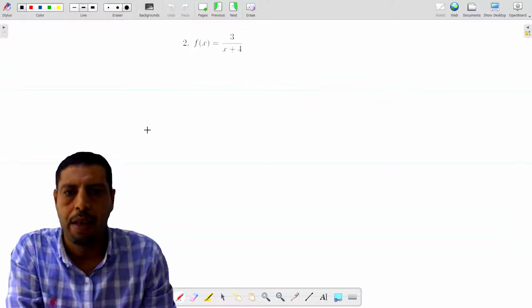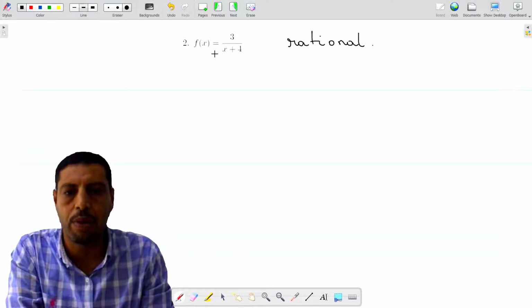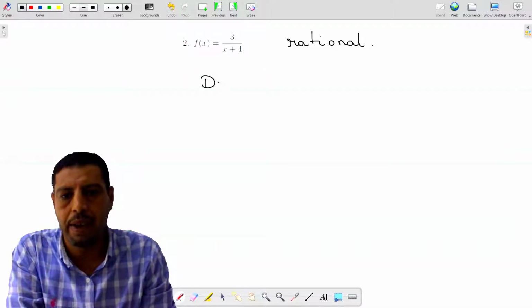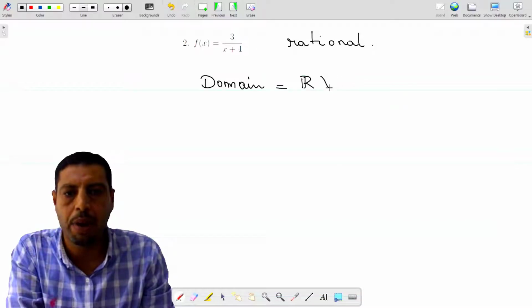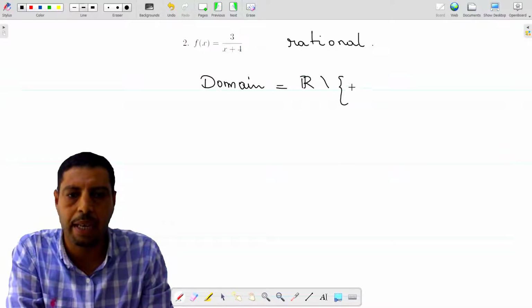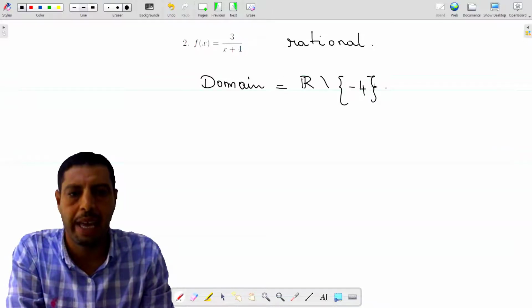Okay? The next one is a rational function. And when you have a rational function, you have to know that it's defined where the denominator is not equal to 0 and it's continuous on its domain. So first of all, let's find the domain of this function. It's obvious that the domain of this function is the set of all real numbers except the points where the denominator is equal to 0. So you have to solve x plus 4 equals 0, and x plus 4 equals 0 means that x equals negative 4. So the domain of this function is the set of all real numbers except negative 4.